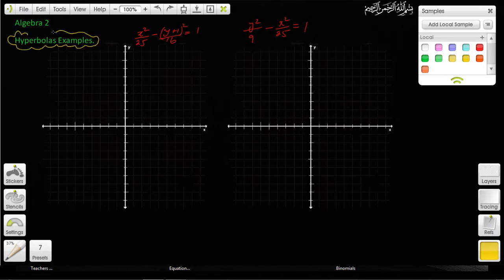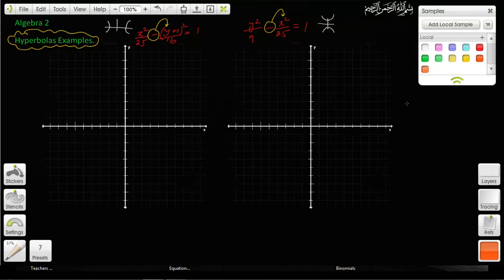And I have written the questions here for us, and I'd like to bring to your attention that they're different in one critical way. The first one has the y term that's negative, and the second one has the x term that is negative. And I'm going to suggest to you right away that this is going to be a horizontal hyperbola, and this is going to be a vertical hyperbola like this. And I'm going to describe to you how to go about figuring all of that out.